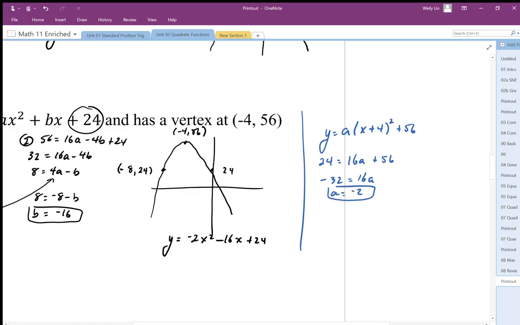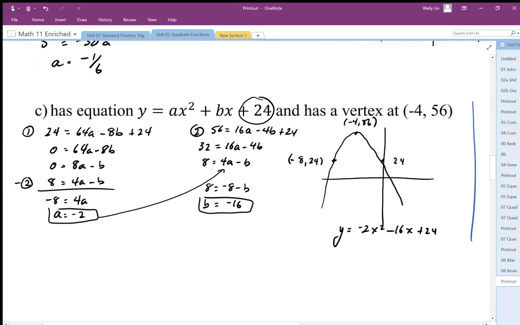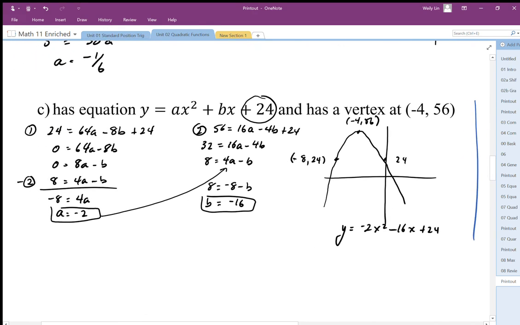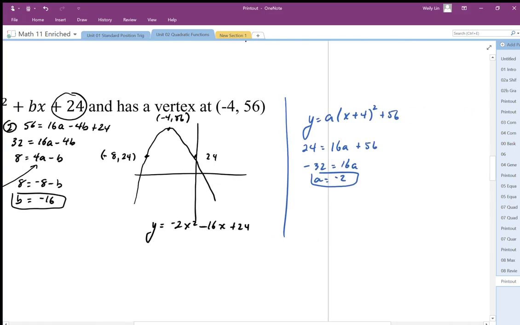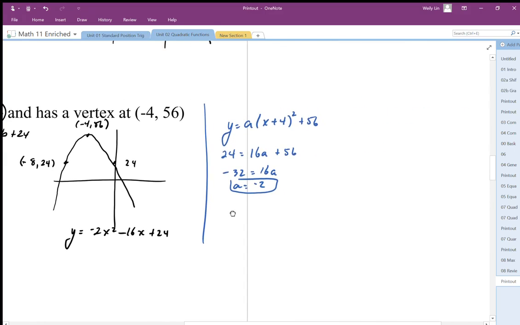Okay, but now I have this. I've just had to solve. This is not a system of equations. There's only one variable to solve for here. Whereas this one, if I keep it in general form, I have two variables to solve for in a system. So if I solve this, I get y equals -2(x plus 4) squared plus 56. That's the same equation but in different form.